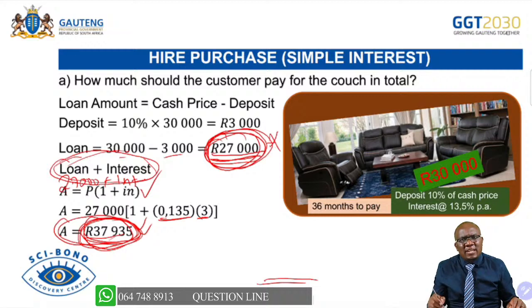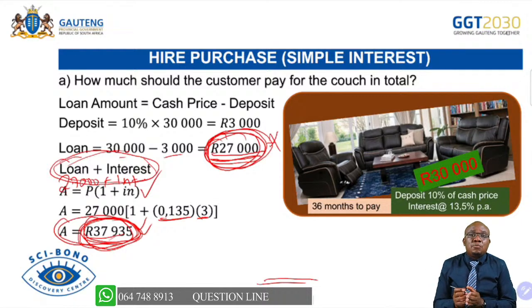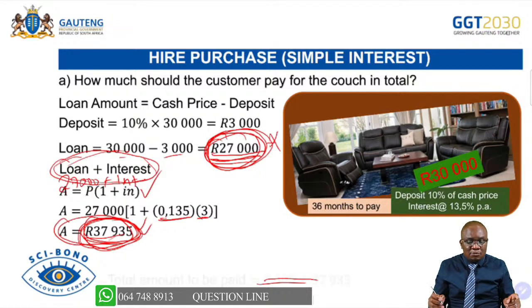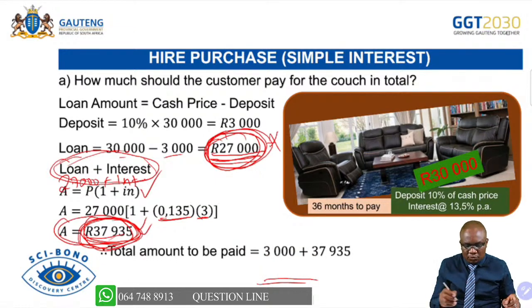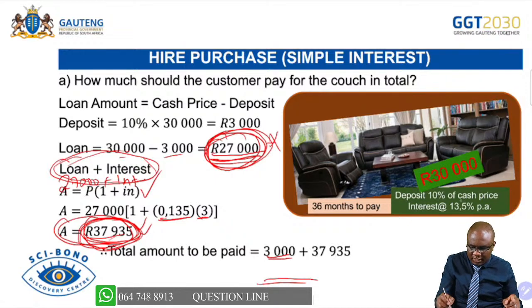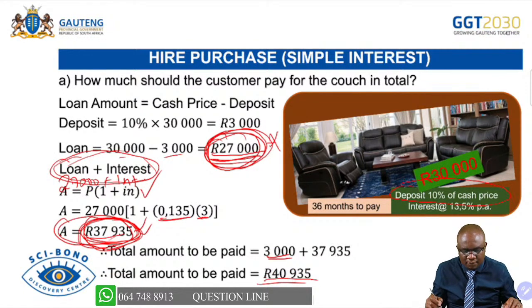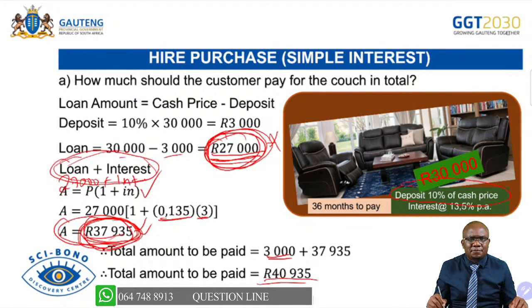But what did the question say? How much in total was paid? So we must include the deposit that was paid in the beginning. So it becomes 3,000, which is the deposit, 10% of the cash price, plus this, which is 37,935. So in total, this couch became 40,935. So on top of this 30,000 means you've paid about 10,000 something.